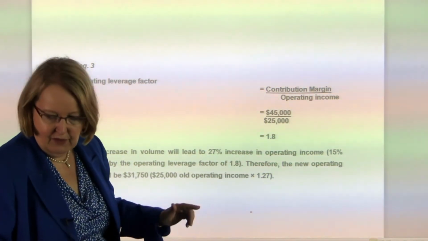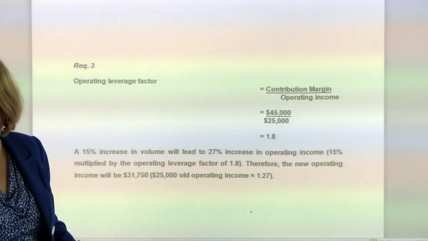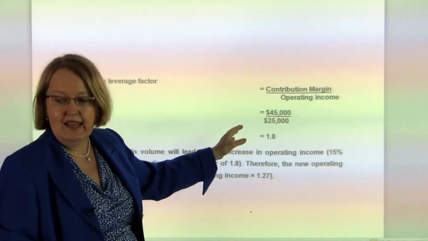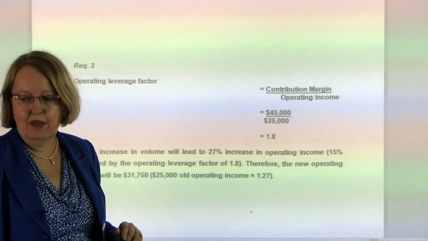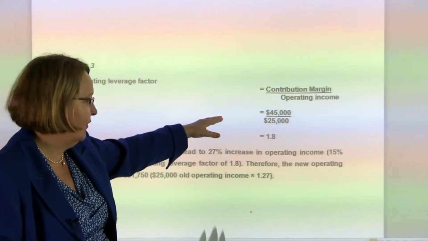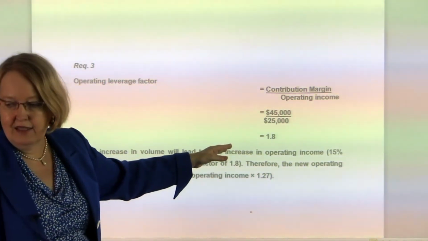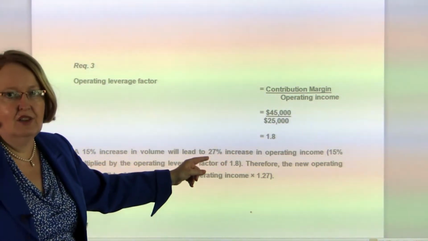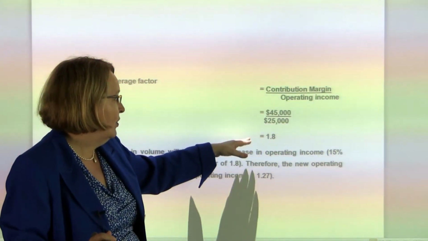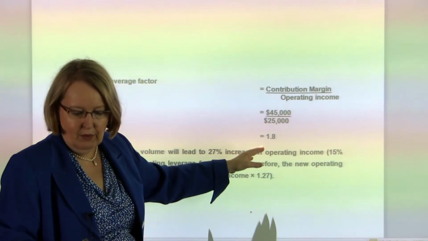So the contribution margin, $45,000, is taken from your income statement at the top of page 446. That's where the 45 is coming from. And similarly, the $25,000 is also taken from that table. So that's for the operating income. So your operating leverage is 1.8.